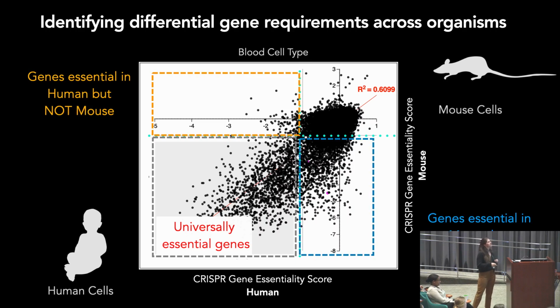And that's these two areas that I'm pointing out. In the top section here, these are genes that are essential in mouse, but not human. And then also here, genes that are essential in human and not mouse. And then over here, genes essential in mouse and not human. And there's a lot of genes here to follow up on.